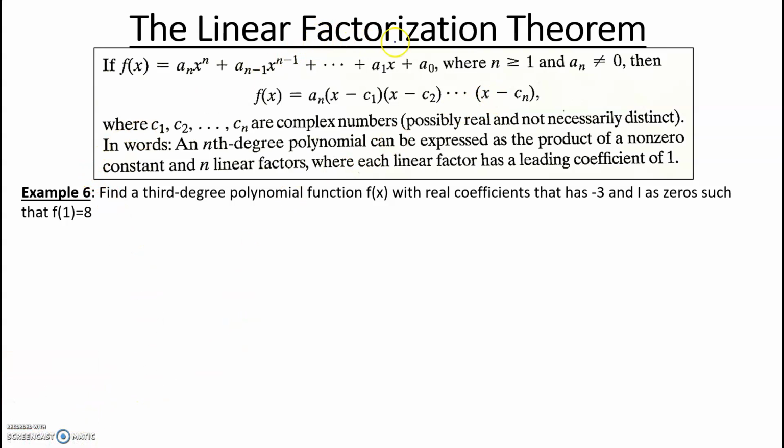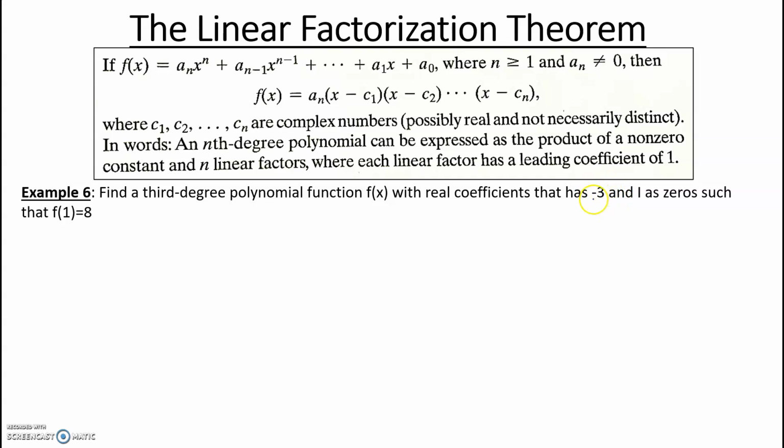So this one is the linear factorization theorem. This basically is for when they give you your zeros, and then you also have to fulfill the requirement of plugging a value into the function. So they're saying at f of 1, your function should be 8. So how does this work?